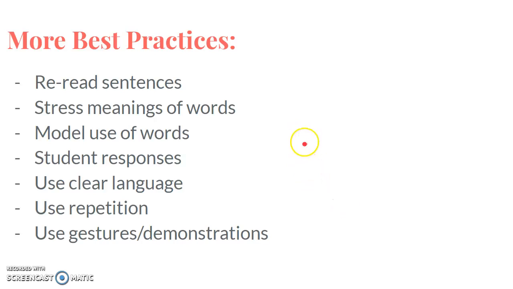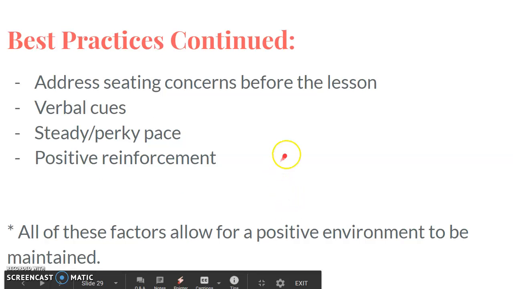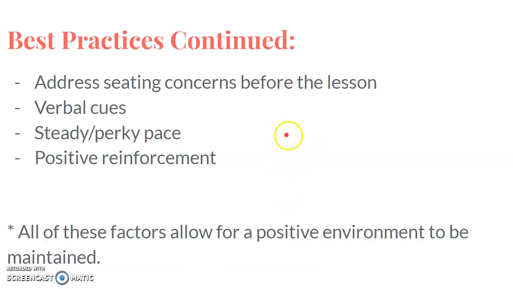You want to make sure you're rereading your sentences, stressing the meaning of words, using clear language and repetition, as well as gestures and demonstrations. You again want to use your verbal cues, your positive reinforcement, and all of these allow for the positive environment to be maintained.